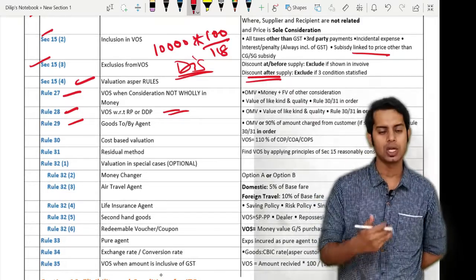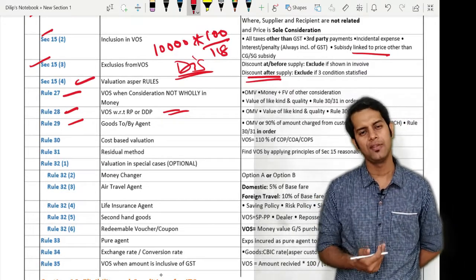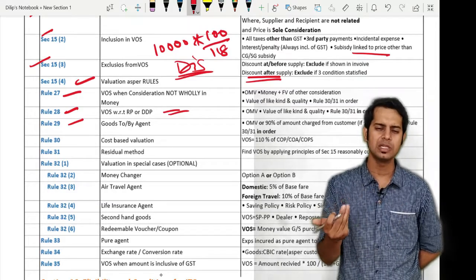Then rule number 29 talks about supply made to an agent. Supply where supply is made to a principal by an agent or vice versa.